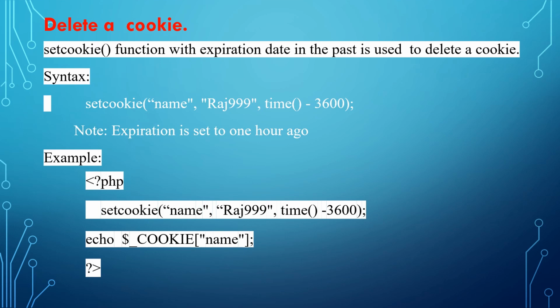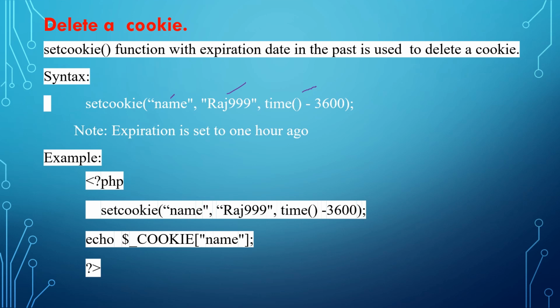Next, how to delete a cookie. To delete a cookie, the setcookie function is used with an expiration date in the past. For example, setcookie, cookie name, then cookie value, and this is the expiration time in the past, that means present time minus 3600. Here the expiration is set to 1 hour ago.